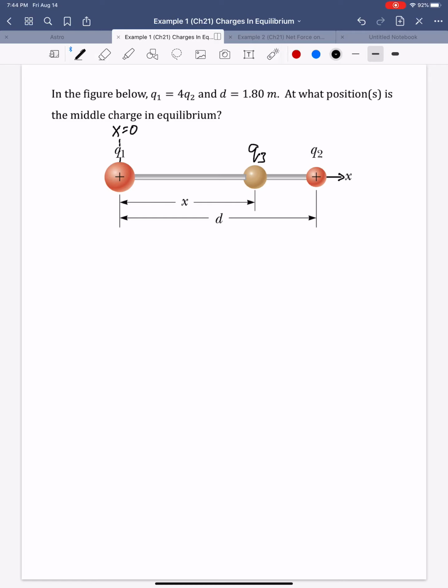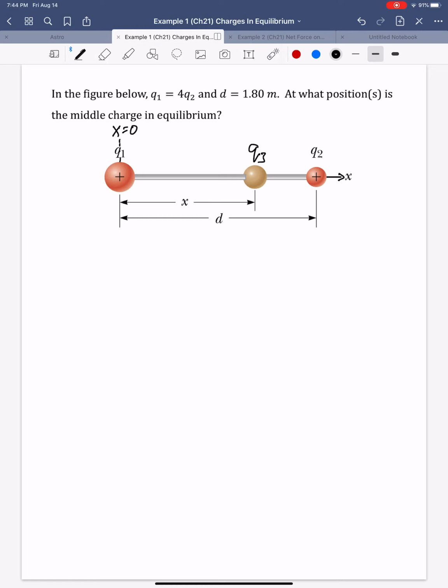The problem says that the charge of Q1 is 4 times greater than the charge of Q2. We can kind of see that in the relative sizes of 1 and 2. And the separation distance between 1 and 2 is 1.8 meters. So what do we do first?